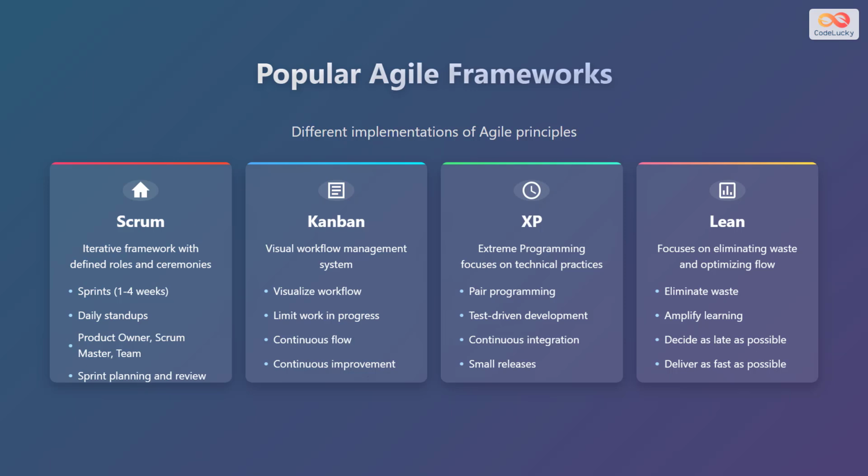Second, there's Kanban, a visual workflow management system. Key points include visualizing workflow, limiting work in progress, continuous flow, and continuous improvement. Third, there's extreme programming, also known as XP, which focuses on technical practices. Key points include pair programming, test-driven development, continuous integration, and small releases. Finally, there is Lean, which focuses on eliminating waste and optimizing flow. Key points include eliminating waste, amplifying learning, deciding as late as possible, and delivering as fast as possible.